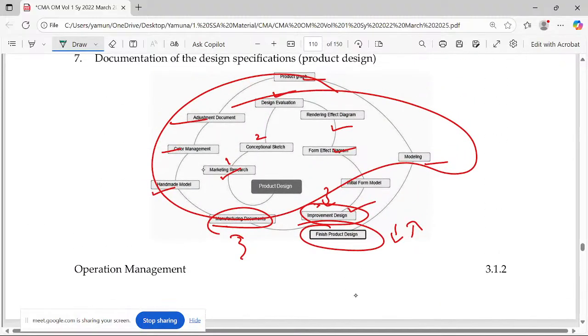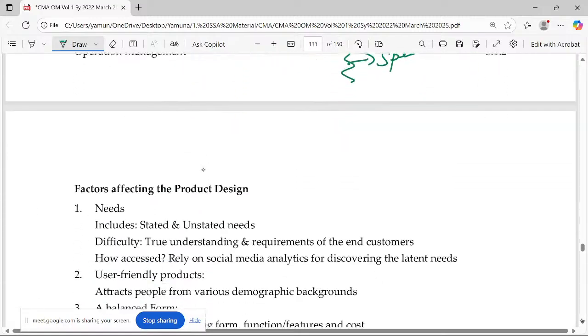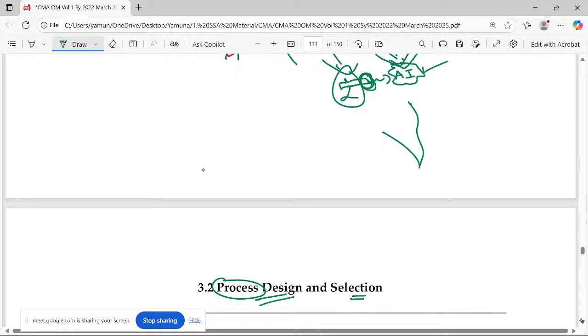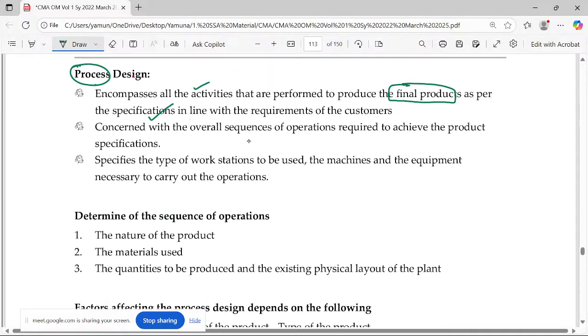So when we talk about the stage of final finished product design, then we'll go for defining all the specs. Documentation work will be done. We'll be defining all the specs. Then we'll go for design. So what are the activities involved? What are the resources involved? Everything has to be considered. So it will be concerned with the overall sequence of operations, and it will specify what type of workstations will be used, what type of machines will be needed, and what type of equipment will be necessary to carry out the operations.